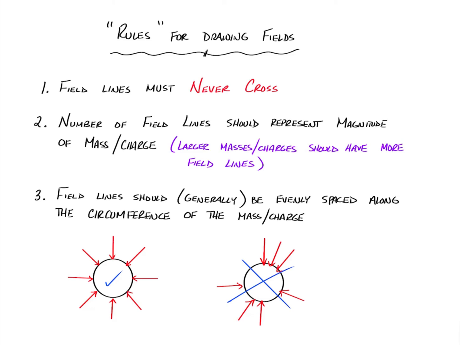The second, as I stated before, is that the number of field lines that you use should represent the magnitude of the mass or the charge or the magnetic strength, whatever object you're looking at. So what we're saying is larger masses and charges should have more field lines. If you look at a circle that has like 4 lines and you look at one that has 100 lines, you should be able to visually and immediately say, well, one of these is a much stronger field or a much larger mass or a much larger charge than the other. It's all about visually representing these fields.